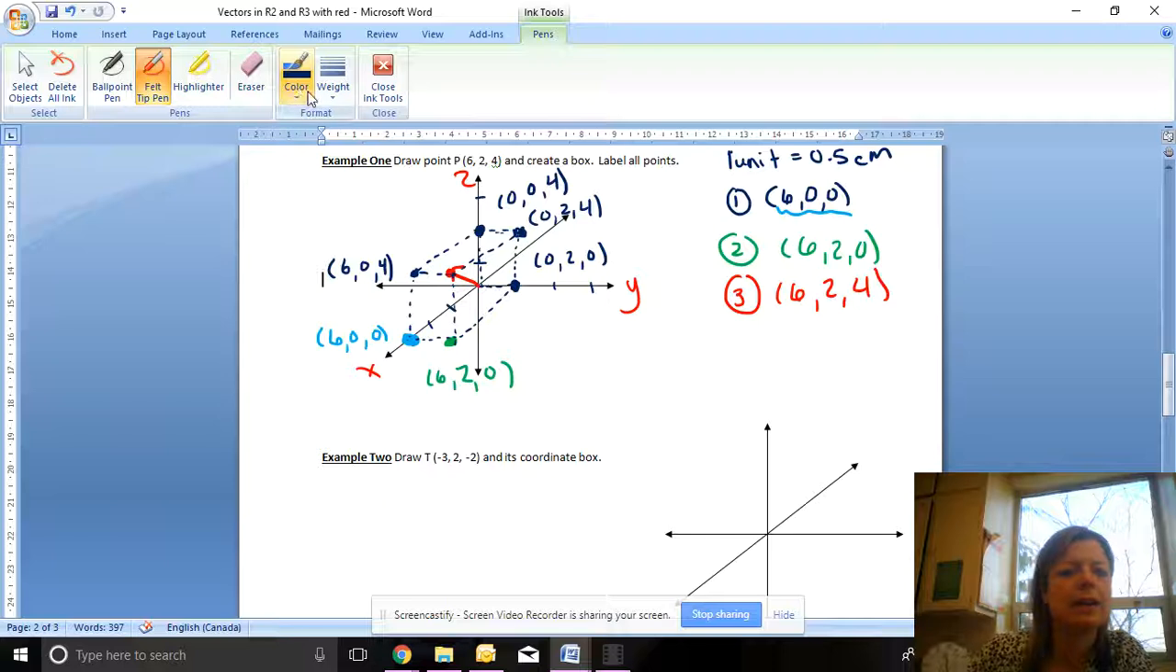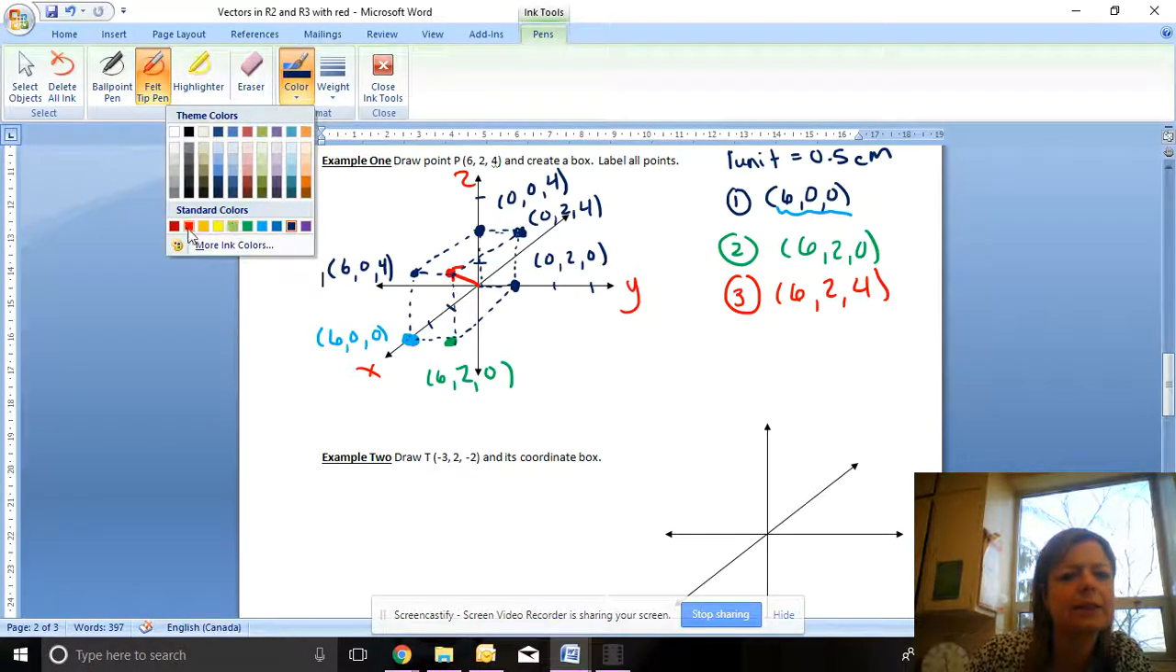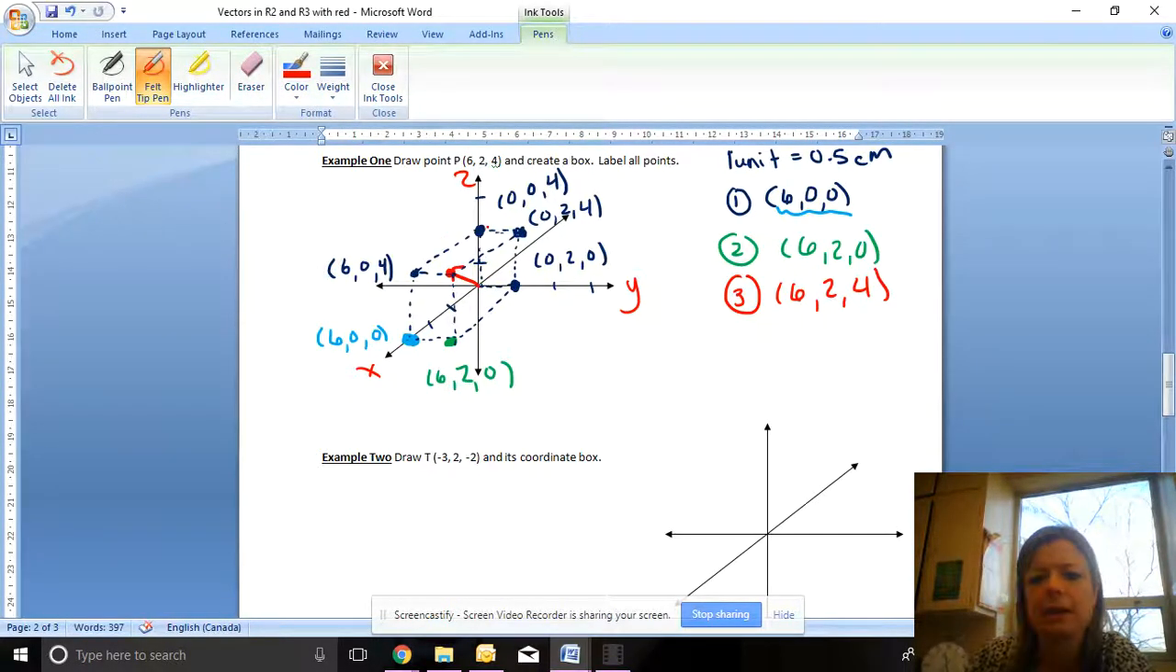Okay, so now that I know where my box is, I just didn't know where the box was going to be exactly. So I had to draw the colors like this. So that is the point 6, 2, 4. I just didn't want my box to interfere with it. So there you go. Okay, there is example 1.